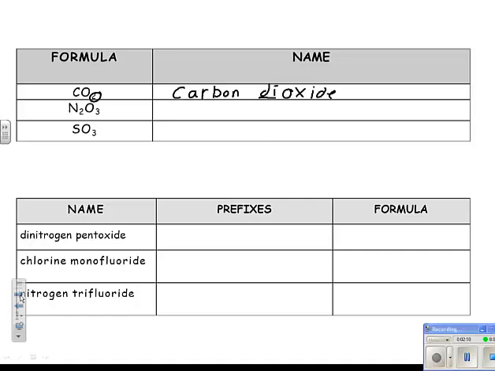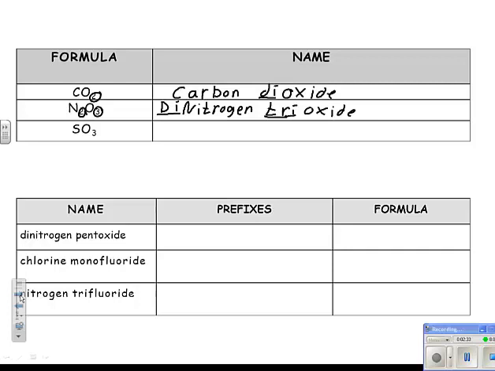Okay, the next one. We have 2 nitrogens. So now we are going to use the prefix. So we're going to say di for 2 nitrogens. And the second one, we've got 3. So it's going to be a tri. And this is oxygen again, so it's going to be trioxide. See how easy this is?